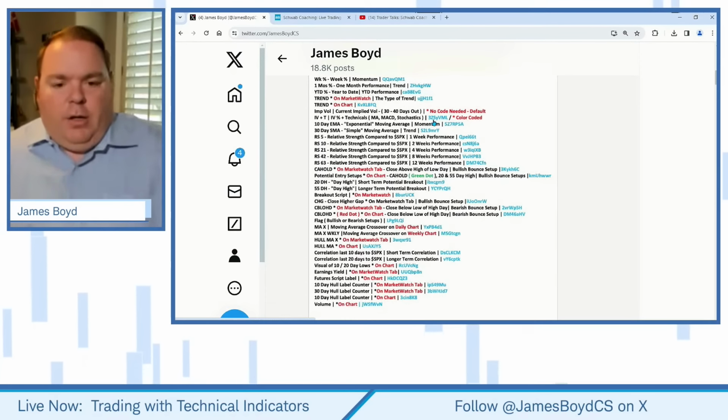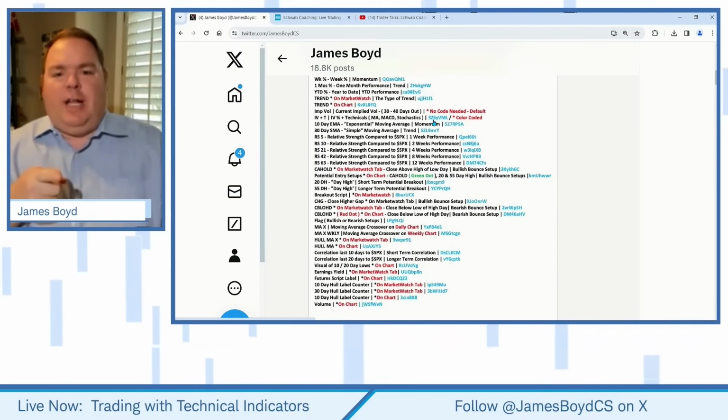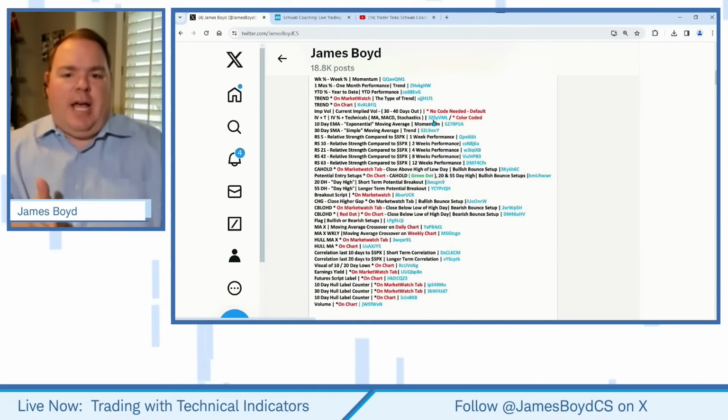Now, by the way, that's very important because especially if you like to buy options or sell options, you like to see what that percentile is.